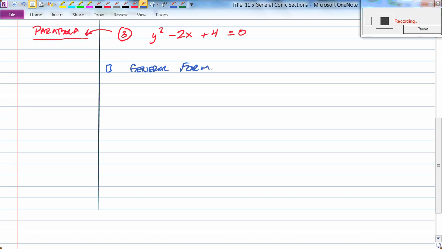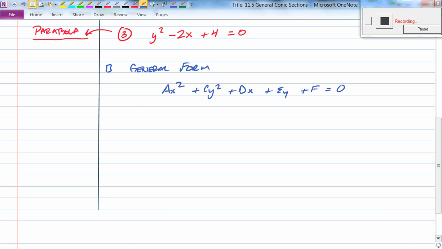Okay, so the general form of a conic section looks just like those 3 examples we just had before. Here's the generic general form. It'll be something like this: Ax squared plus Cy squared plus Dx plus Ey plus F equals 0. This is just the general, standard form for a conic section.